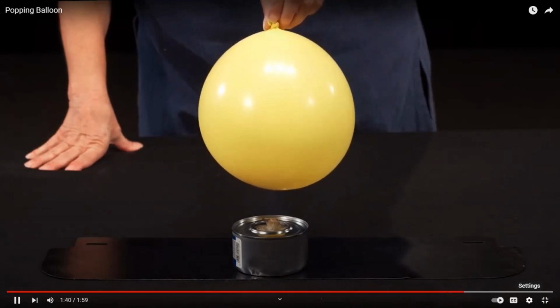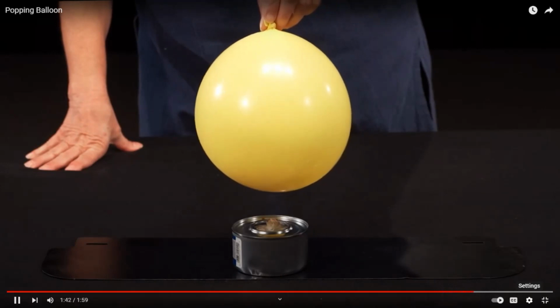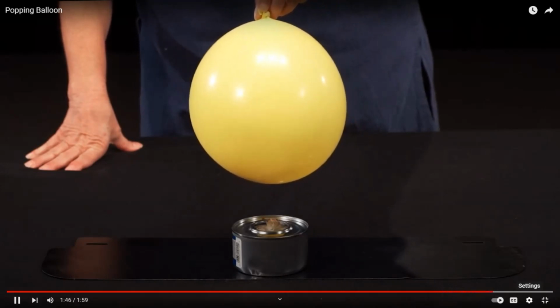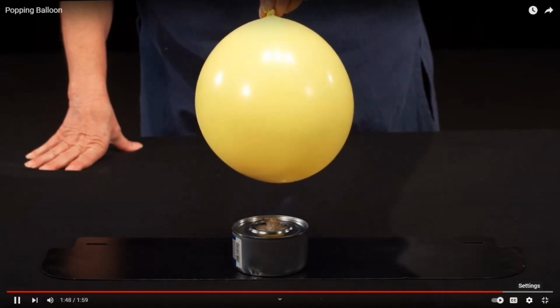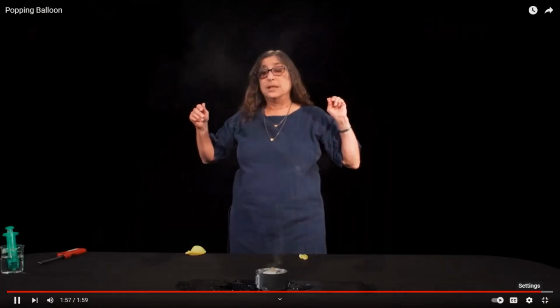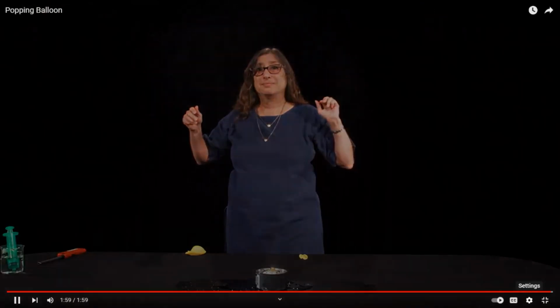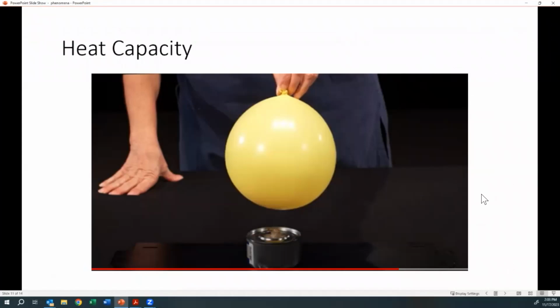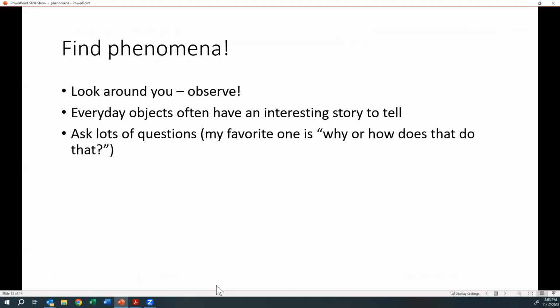And it turns out, because the heat capacity of water is so much higher than air, that the heat actually transfers through the balloon into the water, and so the balloon doesn't actually burst, and you can actually boil water in a balloon. Not everything always goes the way you expect. Just take that to heart.